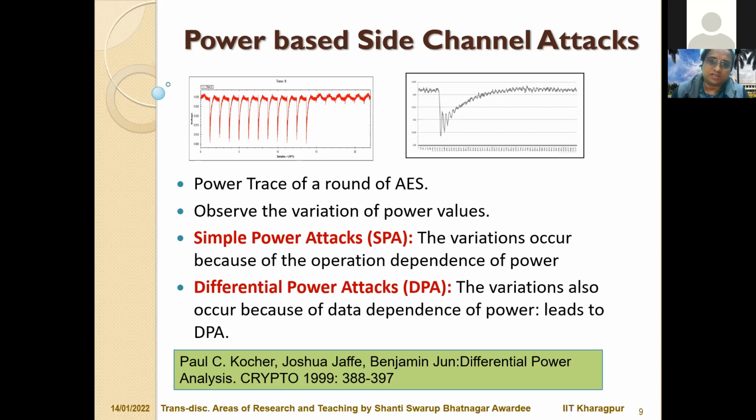In the AES algorithm, there are fundamentally different types of operations. There are S-boxes, which are nonlinear transformations, and there are linear transformations. All of them have a different effect on the power consumption. This variation is what is called simple power analysis of the traces.